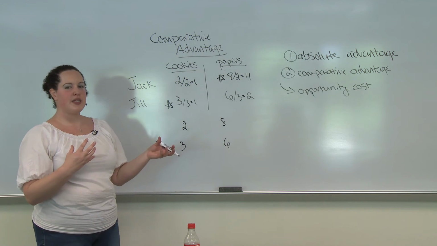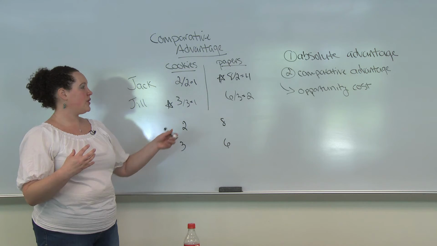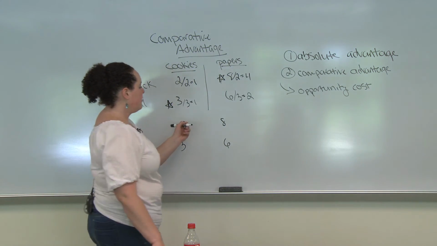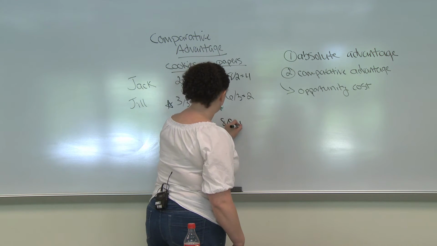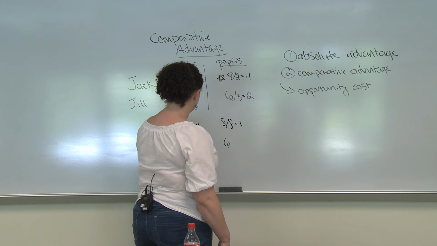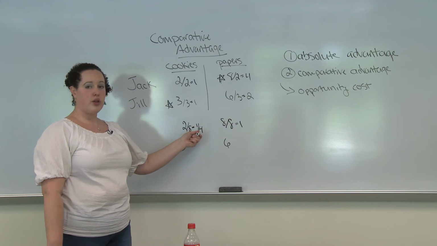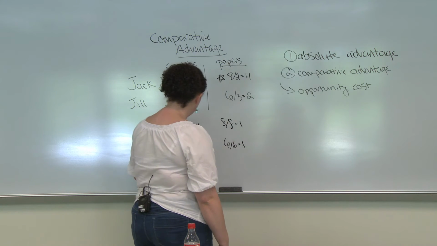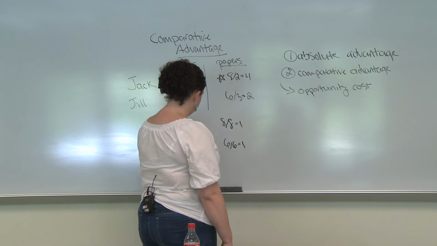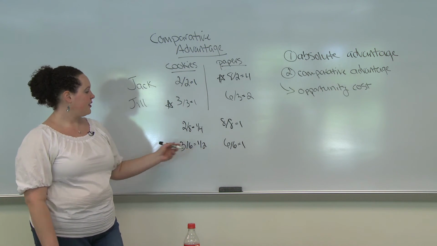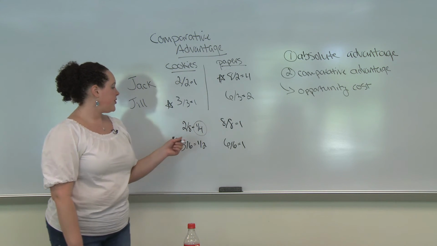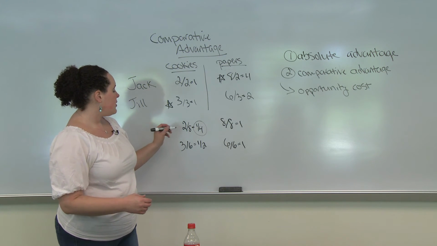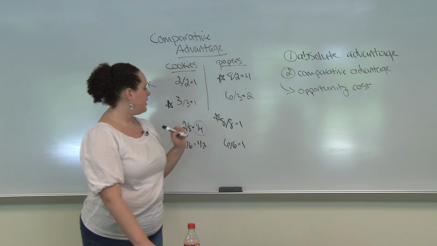So again, it's easier for me to think of this in terms of 1. So now we're looking at comparative advantage in papers. So if Jack writes 1 paper, he gives up 1/4 of a batch of cookies. If Jill writes 1 paper, she gives up half a batch of cookies. Jack has the lowest opportunity cost. He gives up fewer cookies per paper, so he has comparative advantage in papers.